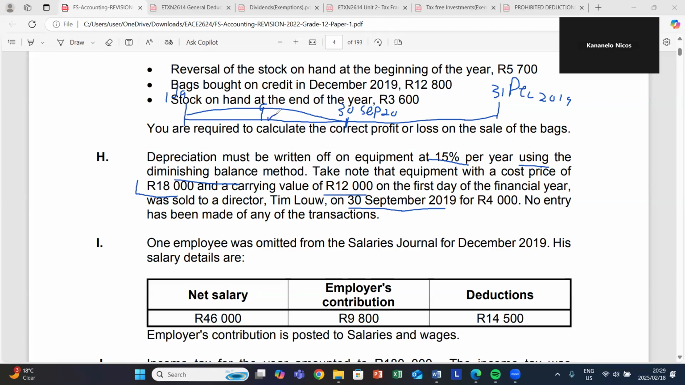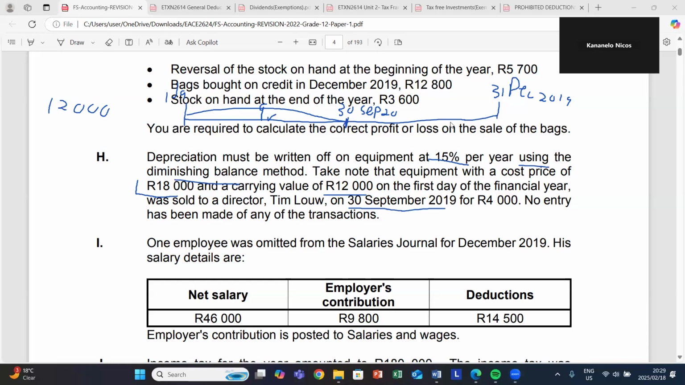Remember that I said that for our disposal, we are going to record the carrying value of our asset at the point of sale. Meaning we have to know, on the 30th of September, when we sold our asset, what was the carrying value of our relevant asset? But now in this question paper, they gave you the carrying value at the beginning of the year, which amounted to 12,000 rand. That is your carrying value at the beginning. But then we have to get the carrying value on the 30th of September.